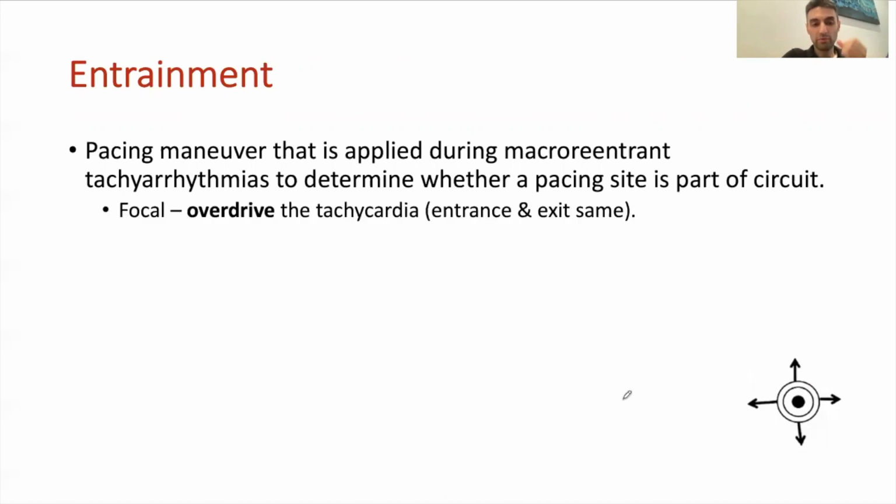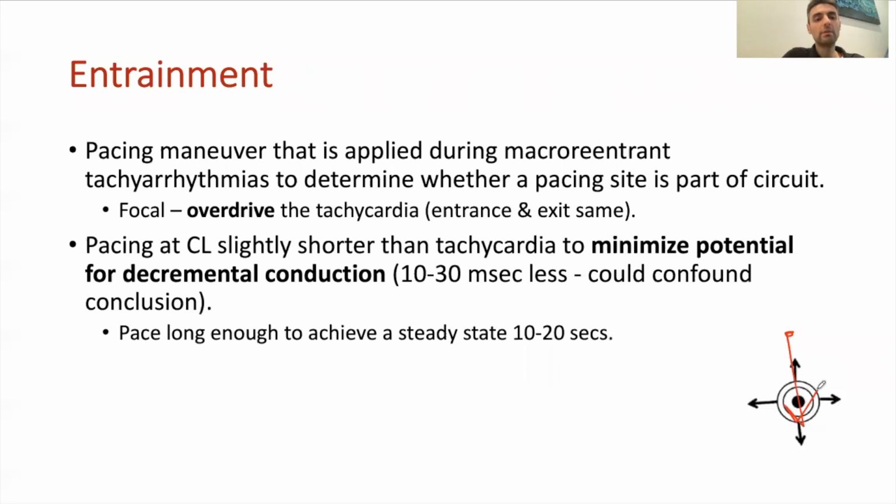And for focal tachycardias, you will not be able to entrain, rather you would overdrive the tachycardia, because focal tachycardias have the same entrance and exit points, and you will only be able to overdrive the tachycardia, i.e. pace much faster than tachycardia, such that it gets inhibited, okay? But you will not be able to demonstrate reset with fusion, okay?